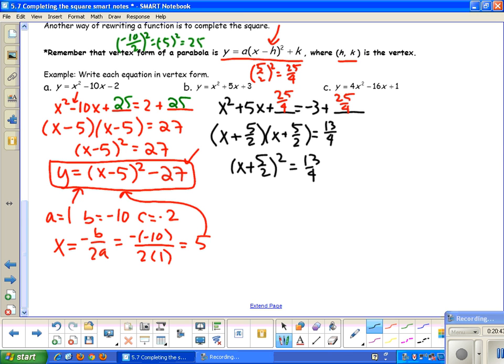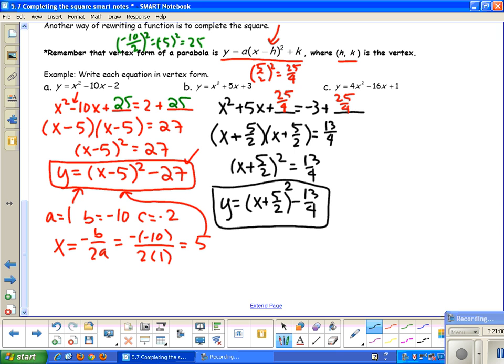And then, of course, take the 13 over 4 to the other side, so y is equal to x plus 5 halves minus 13 over 4. And don't forget that squared right there. So notice this would be my equation, and of course I could check it by graphing it, make sure the graphs are the same, or by finding the -b/2a for the vertex.